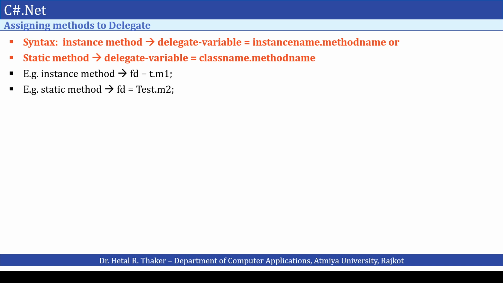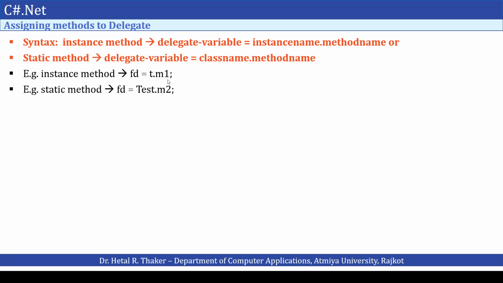Now, how the delegate can hold the reference to the methods? Meaning, we want to assign methods to the delegate. The syntax is simple. If it is an instance method, the delegate variable equal to instance name dot method name. Observe that there are no parentheses. And in case of static method, the only change is it will be prefixed by class name rather than instance name. For example, for instance method fd equal to t.m1.